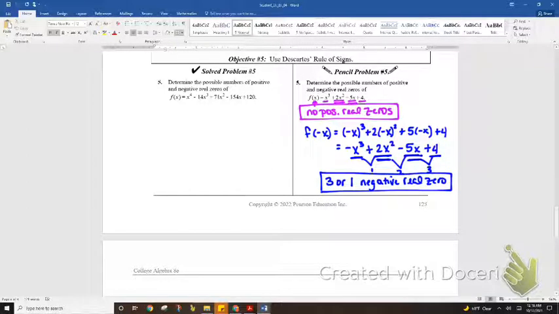So this tells me that I am guaranteed that at least one of my real zeros is going to be negative. So if I'm looking at my P's over Q's, I'm going to start picking negative numbers for this problem.